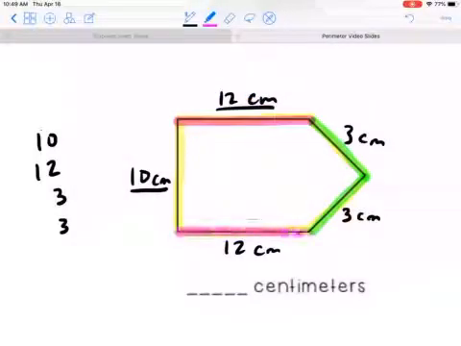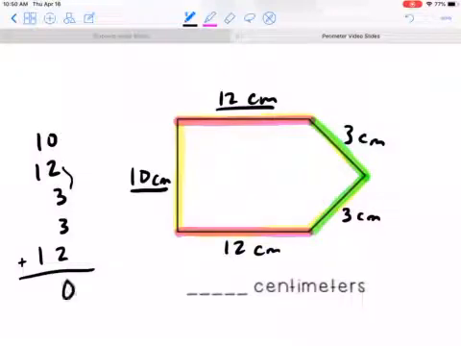Here's a 12. We're going to add them all up. And I had my 10 up there. So all we have to do is add these up. I'm going to stack them up. 2 plus 3 is 5. 5 plus 3 is 8. 8 plus 2 is 10. And then add my 10s. So we have 40. And we have centimeters here. Centimeters are our unit, so the perimeter is 40 centimeters long for this shape.